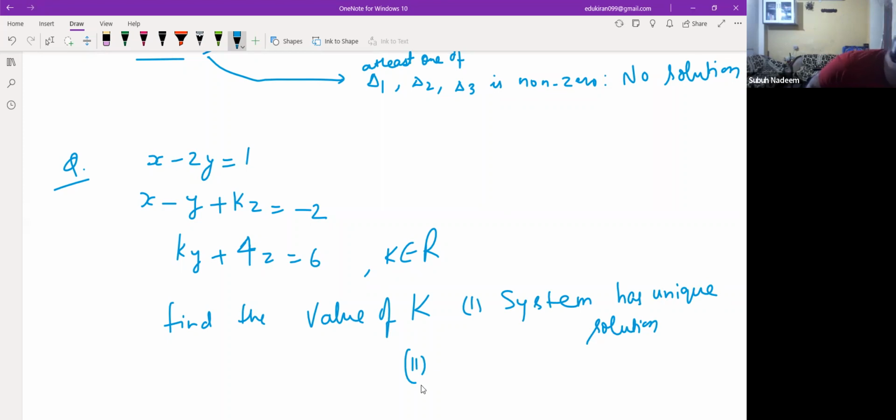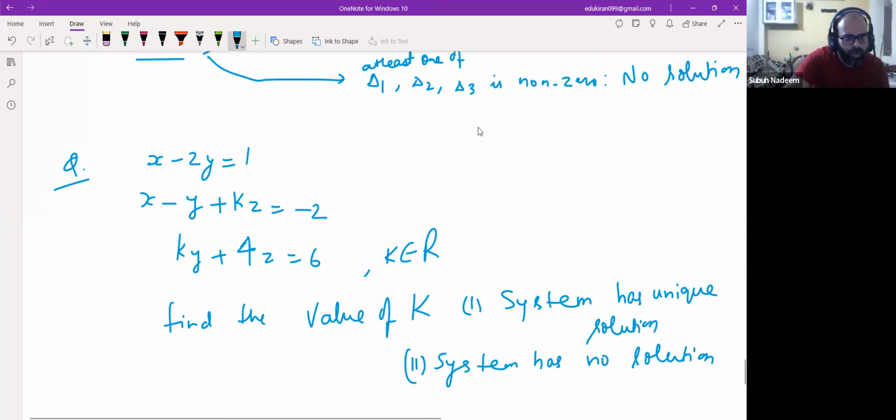Second is, find the value of k if the system has no solution. So just try it once. And if you want, I will show you the above part so you would be able to write it, then try this. So would you like to see the above part also?